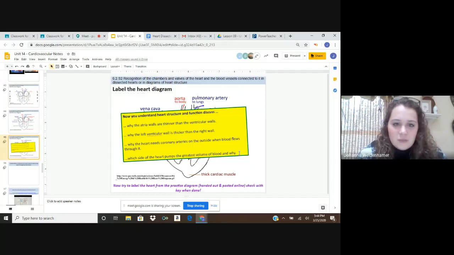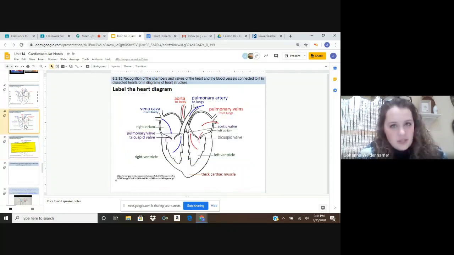And last but not least, which side of the heart pumps the greatest volume of blood and why? What do you think? Hopefully you're all answering at home to yourself. Yes, the left ventricle. The left ventricle needs to pump that blood through the aorta and out to the rest of the body to bring the body oxygen.